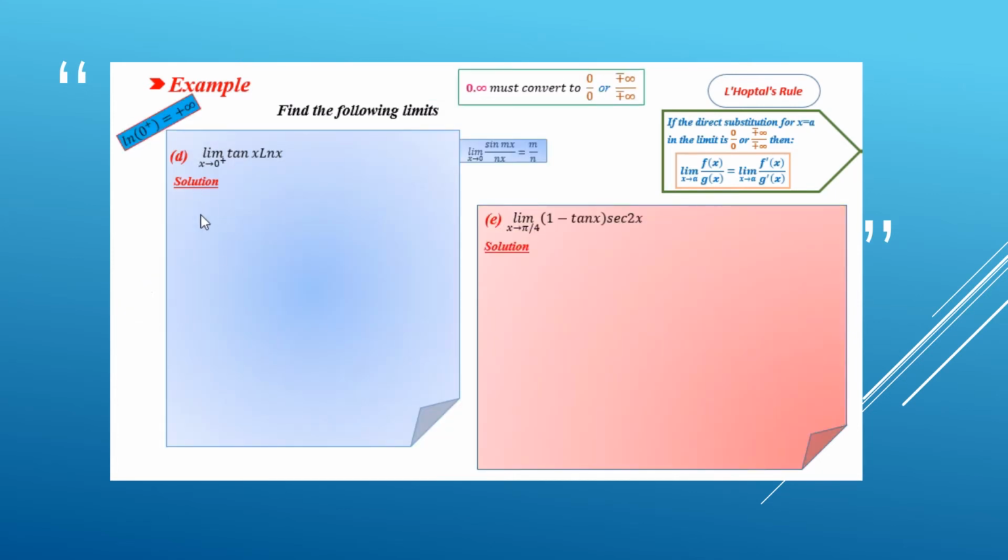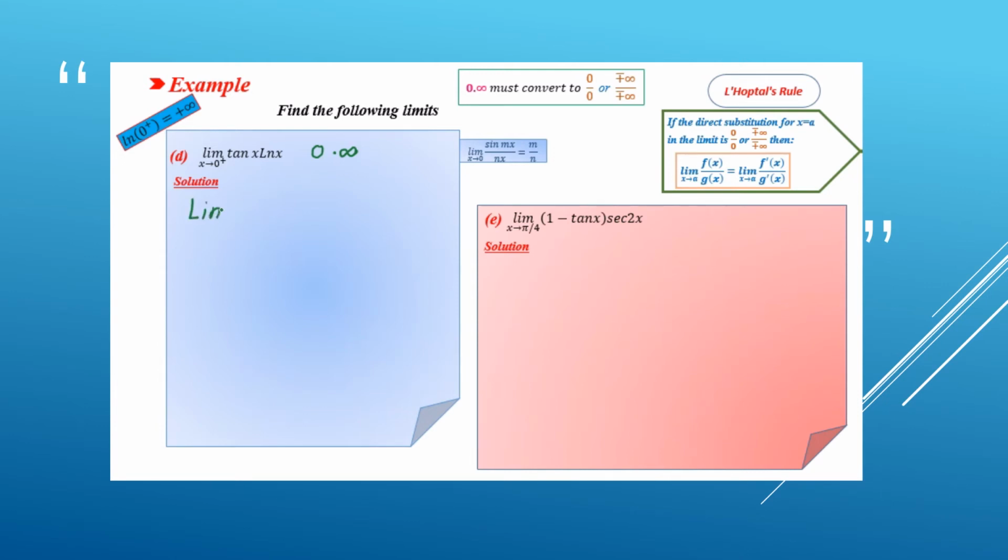In part D, you have to find the limit of tan x ln x when x goes to 0 from right. So by direct substitution, tan of 0 equals 0 multiplied by ln of 0 from right, which equals negative infinity, and 0 times infinity is an indeterminate form, so you have to convert it to function divided by function.